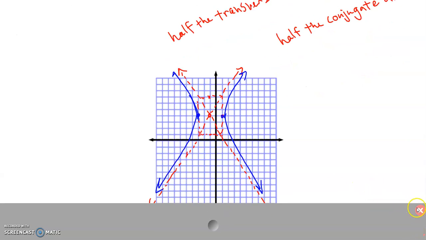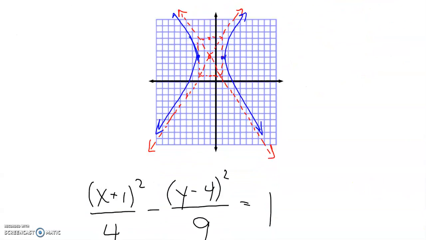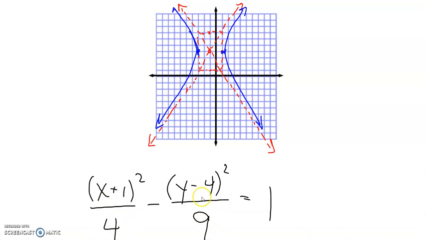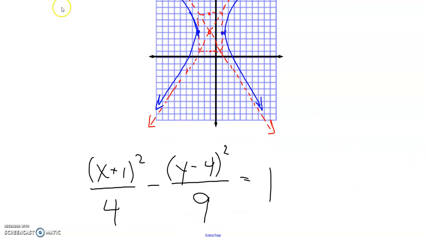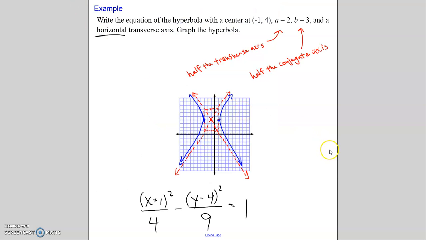And then from there, I can write the equation. Since it opens left and right, the x term is going to be first and the y term second. The center's at -1, 4, so x minus -1 goes there, and y minus 4 goes there. In the x direction, the stretch is 2, 2 squared is 4, and in the y direction, the stretch there for the rectangle is 3, so 3 squared goes right there. And there's the equation for that hyperbola.